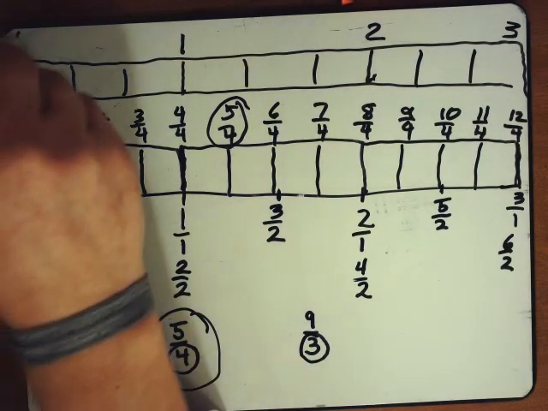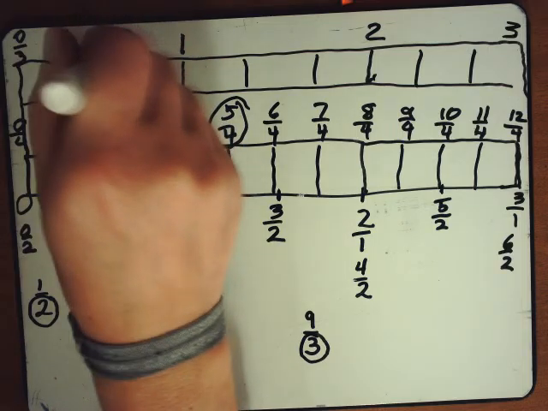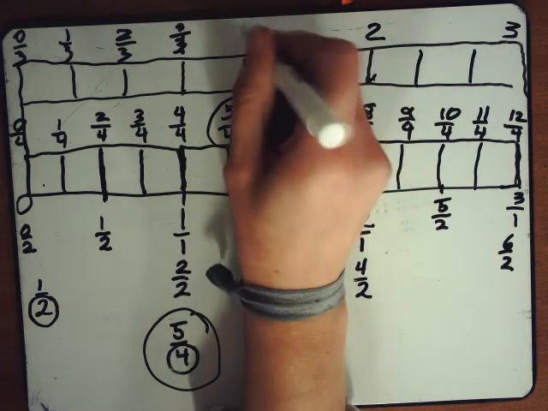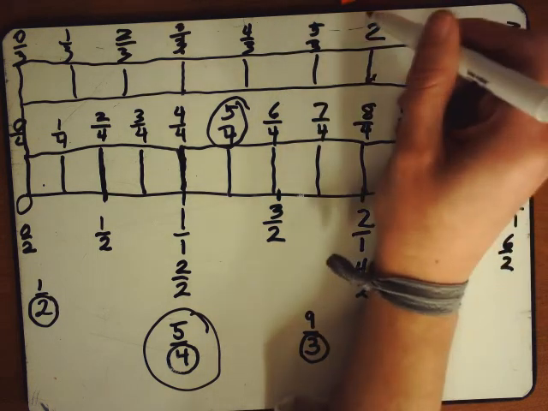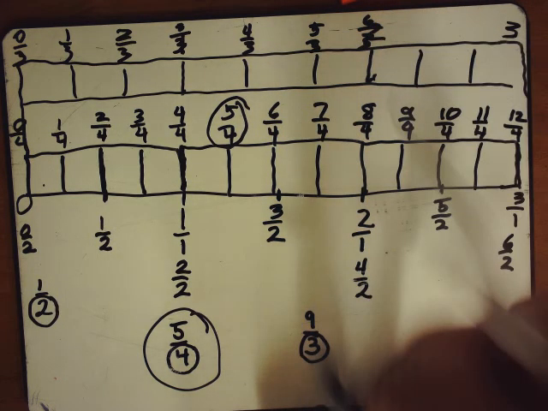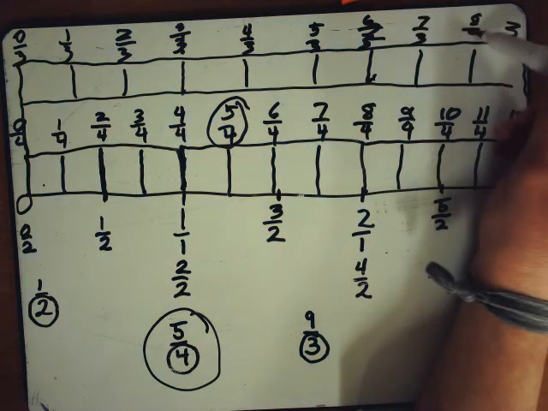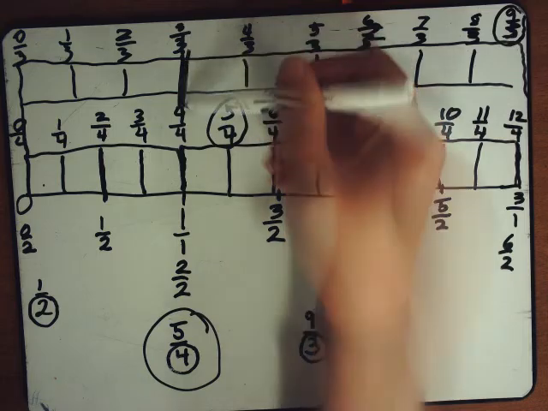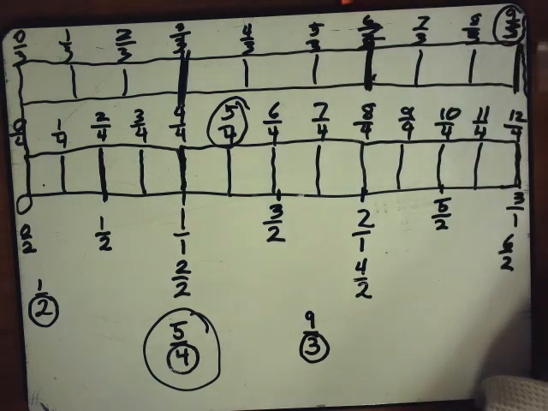Right? So here's where 0/3 is. 1/3, 2/3, 3/3 makes the whole. 4/3, 5/3, 6/3 is the same as 2. 7/3, 8/3, and then finally there's our 9/3, which is the same as 1 whole, 2 wholes, and then finally 3 wholes.